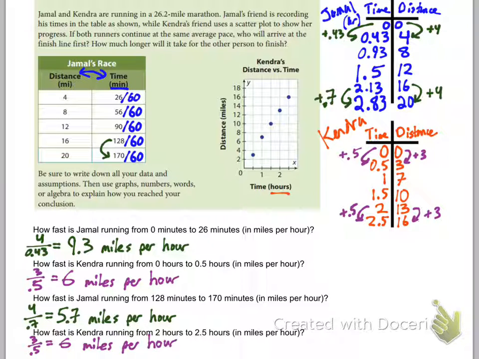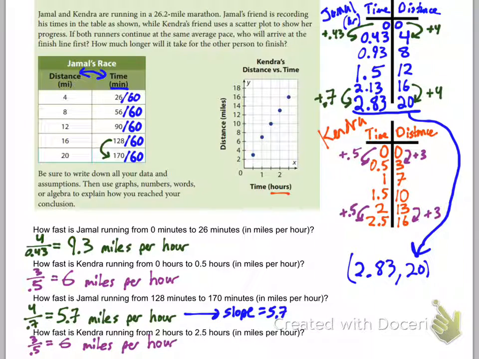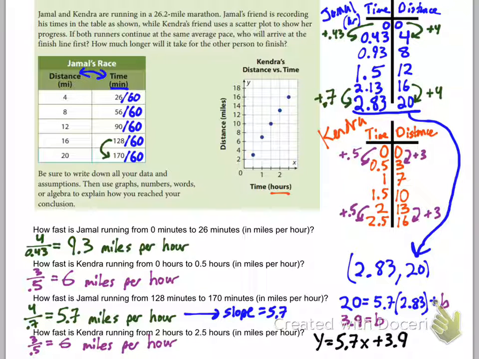So what we're going to do for this next question, it says, you find a line based on the last 2 points. I'm going to take the slope that we just found from the last 2 points, and I'm going to take the very last point, and I'm going to use those to calculate and figure out an equation, much like we did before. So I'm going to write down y equals mx plus b, and I don't know b, so I'm going to solve for it. So 3.9 is b. So my equation is y equals 5.7x plus 3.9. That's an equation for Jamal.